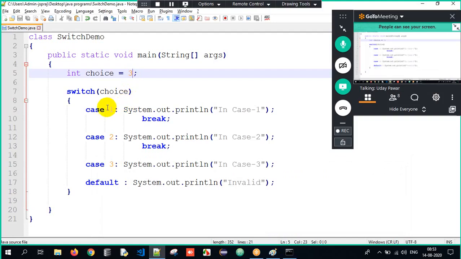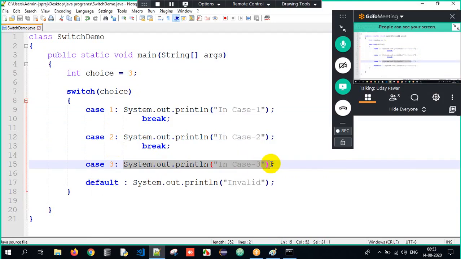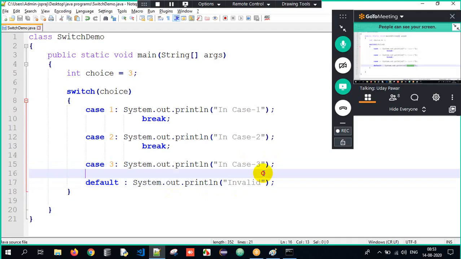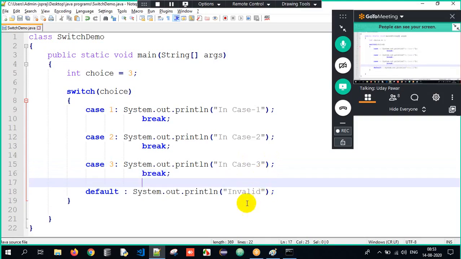Why? Sir, in case 1 you have used break, in case 2 you have used break, but in case 3 you have not used break, so it will execute case 3 and then the remaining blocks. The default invalid will also get executed. Therefore, make it efficient, sir. How? By using break here.